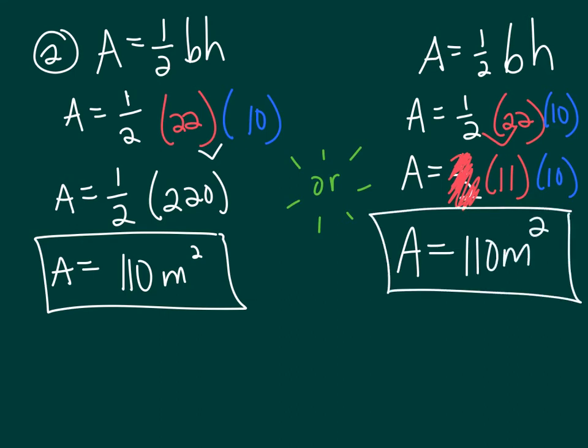So again, you're allowed to cut either one of these, your base or your height, in half if you want to, but then don't keep bringing the half down. Or you can just do your base times your height and then cut that product in half.